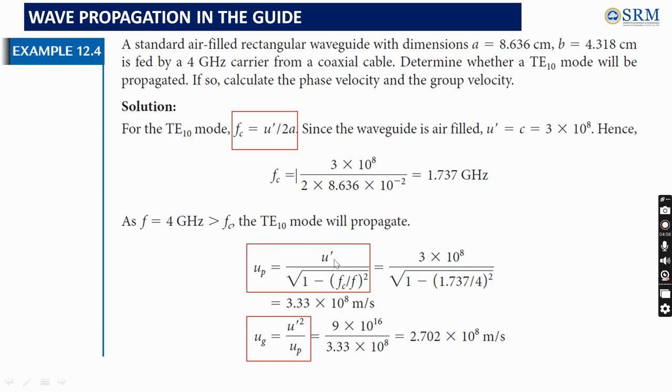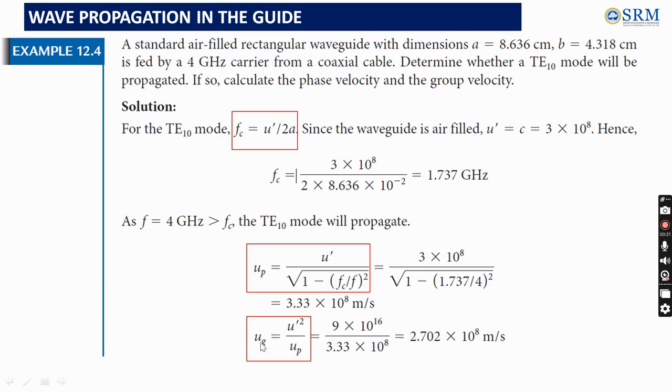The phase velocity, we know, is equal to u dash divided by the square root of this factor, and u dash here is for air. So we substitute u dash equal to the speed of light, and 1 minus the cutoff frequency that we found divided by the frequency at which the signal is injected into the waveguide, that is 4 gigahertz, and we get the phase velocity. The phase velocity will always be greater than the velocity of light.